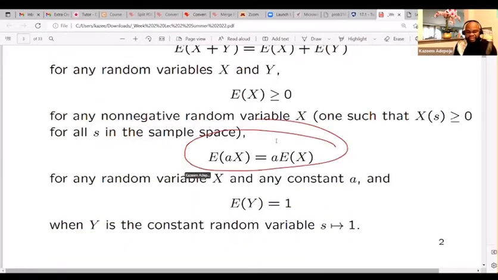Now, when you take a look at this one, if I have the expected value of aX, where a is a constant, we can write it that way.